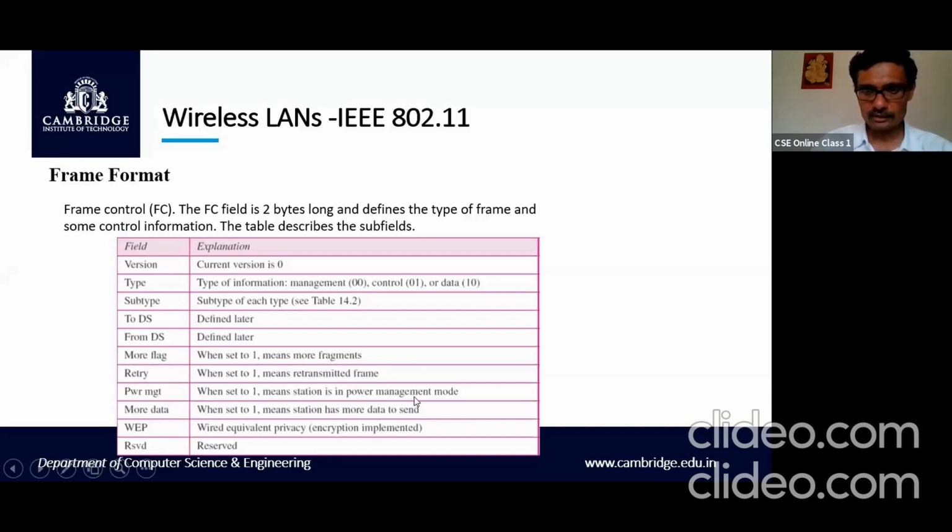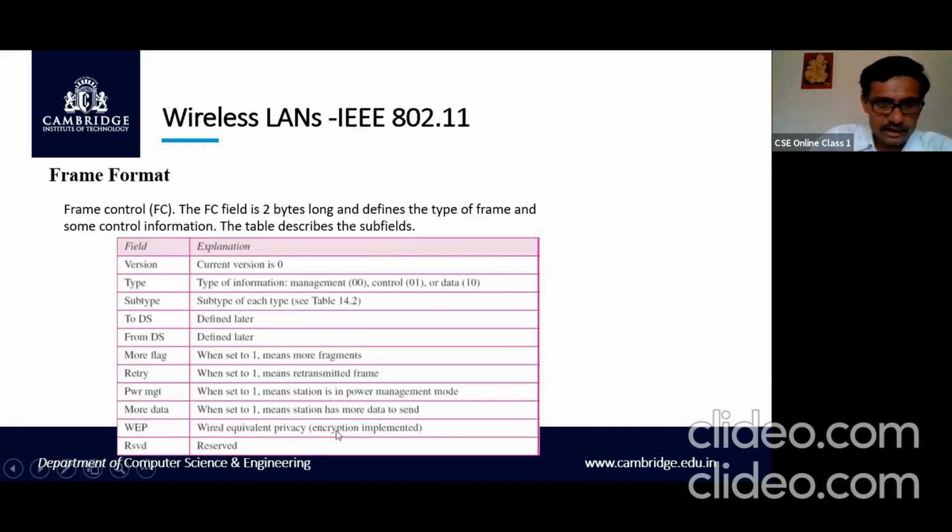So in the wireless LAN or any wireless networks, power management is a very important issue here, because all the stations are operating using ordinary power, cell power. So if it is in the power management mode, then it is set to 1, otherwise it is 0. So it is basically sent at the sender side. Then more data, when set to 1, means the station has more data to send. So when a station has some more frames to send, then it is set to 1.